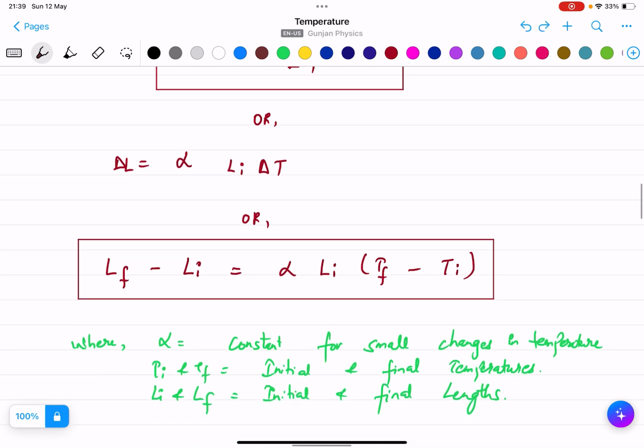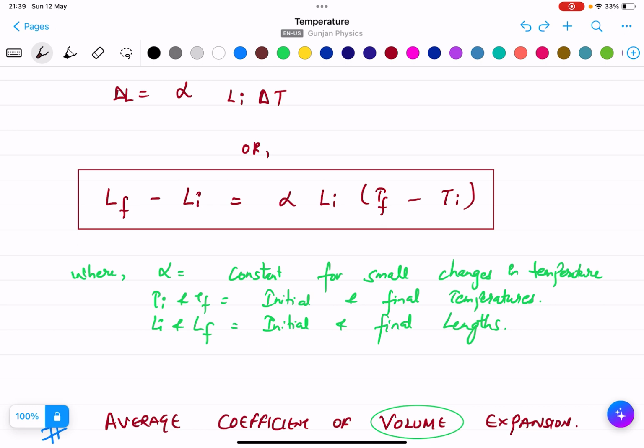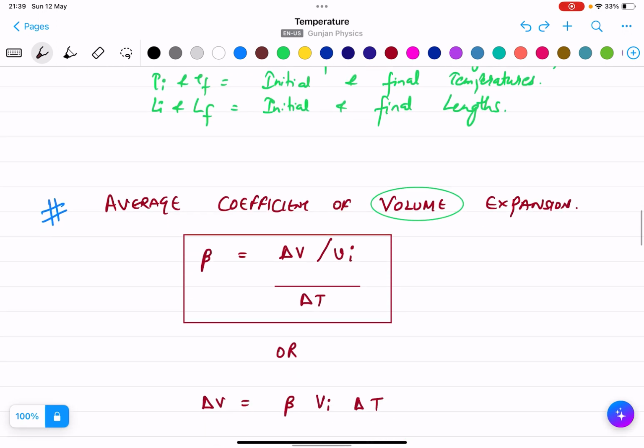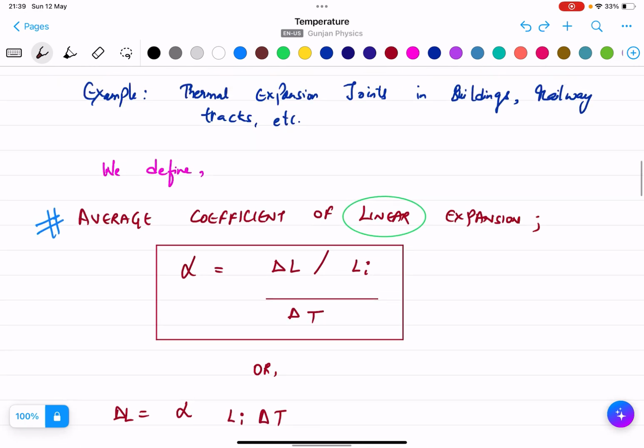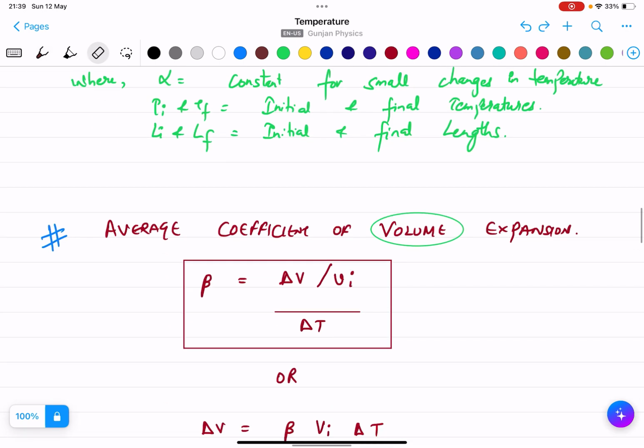Here I have written that alpha is constant for small changes in temperature. Ti and Tf are the initial and final temperatures, and Li and Lf are the initial and final lengths. Next is the average coefficient of volume expansion. The first one was linear expansion, so if I say linear, that means alpha. If I say volume, that means beta.